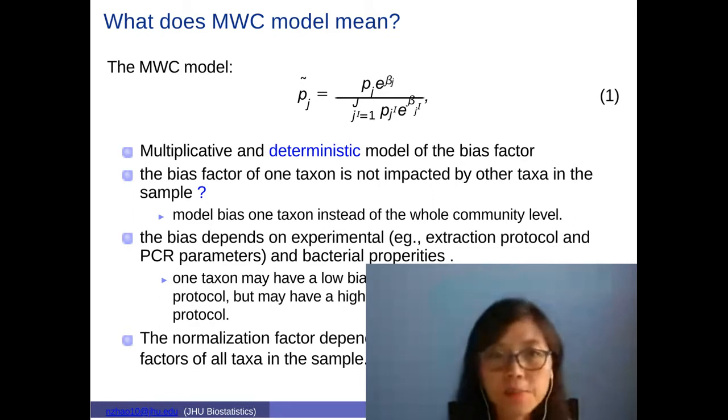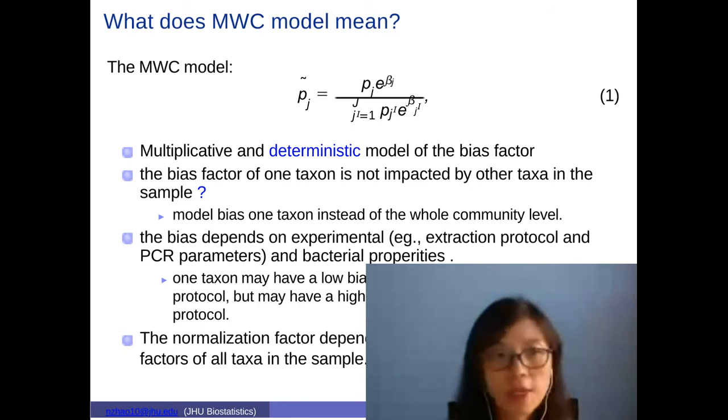But generally speaking here, the P is the true relative abundance of a taxon J in the community, and P tilde is the observed relative abundance in the community. And the multiplicative factor generally says that my observed relative abundance is the true relative abundance multiplied by some factor, where this exponential is just for mathematical convenience, but this is a multiplicative factor. Of course, you have to standardize it somehow, where the denominator is the summation of the numerator across all the J's, where J is the total number of bacterial species in the community.